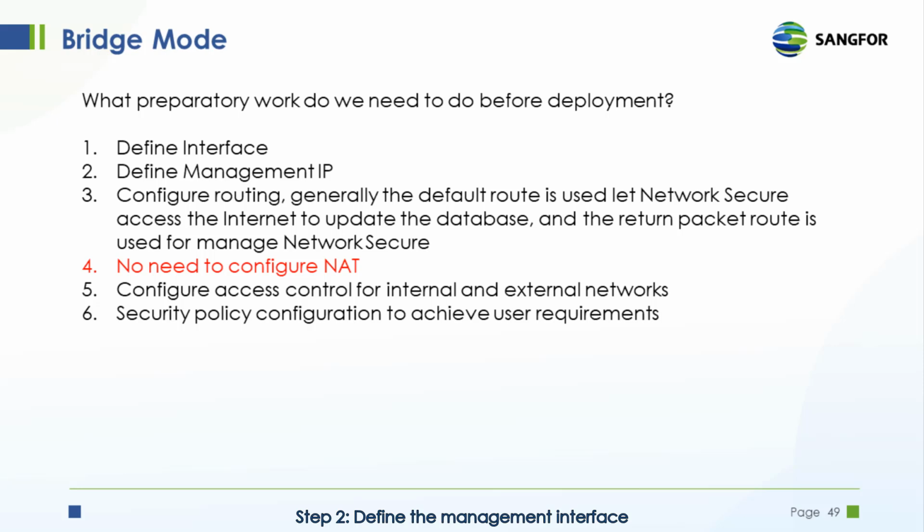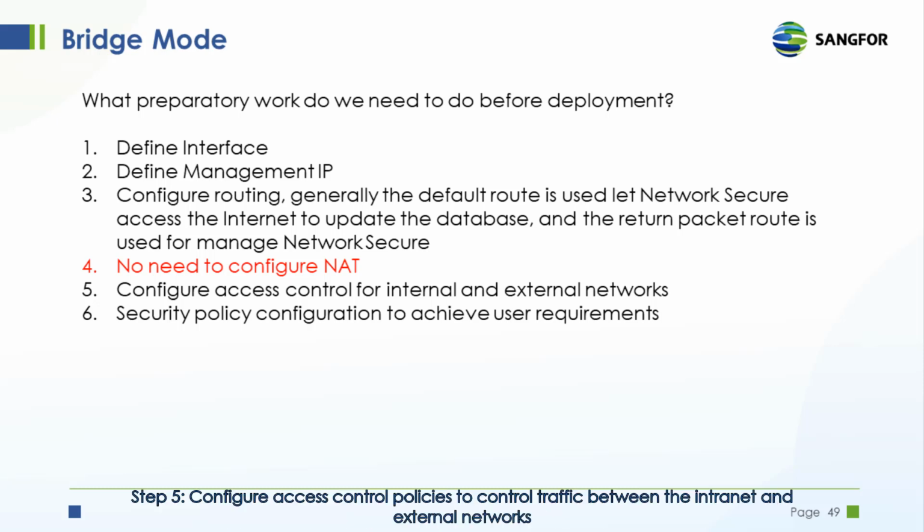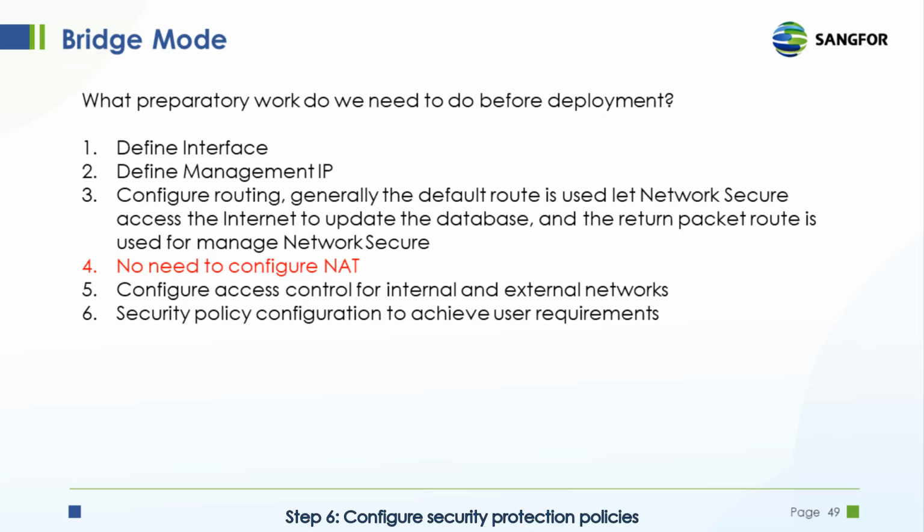Step 2. Define the management interface. Which address is used to manage firewall devices? Step 3. Configure routing. Step 4. No need to configure network address translation policy. Step 5. Configure access control policies to control traffic between the intranet and external networks. Step 6. Configure security protection policies. Next, each configuration step is described in detail.